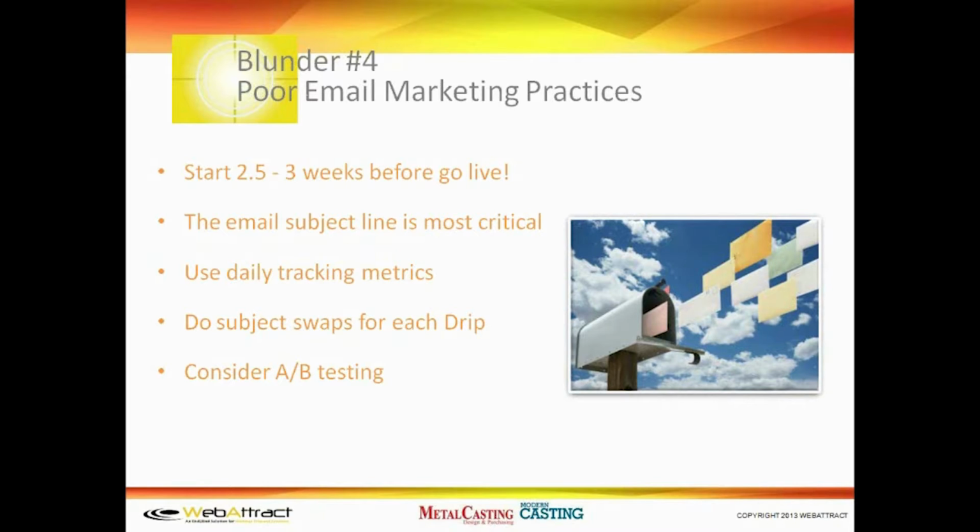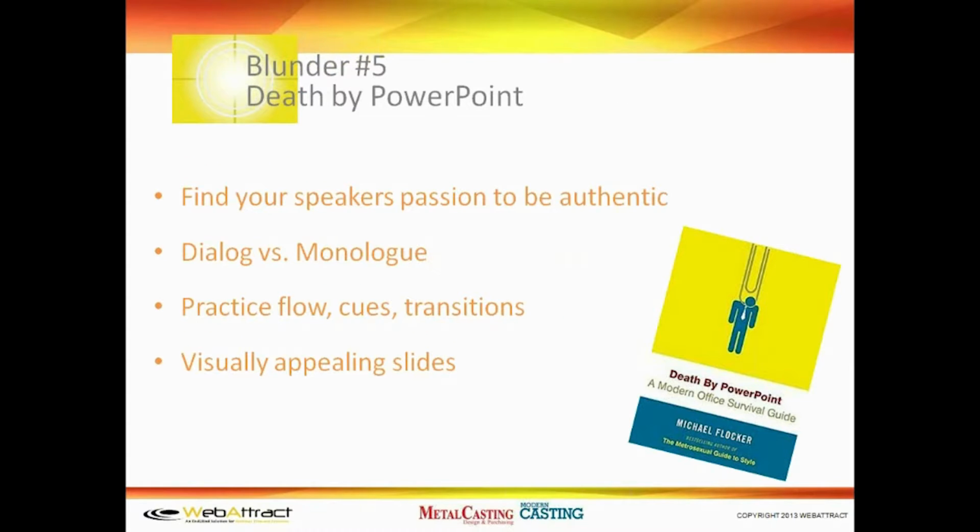Another thing is using daily tracking metrics. You want to measure how many people are coming to your registration landing page, how many people are actually signing up. Those metrics are talked about in great detail in our book, but they give you a predictor on how well you're doing with your messaging. It also tells you what type of attendance you're going to have. Another thing that's good to do is subject swaps for each drip or each email blast. You want to come up with something a little bit different, sometimes personalizing it. Like, John, do you know how to educate your advertisers in 2014? And do A/B testing. Come up with different titles and test each of them out and measure them. Very important in email marketing.